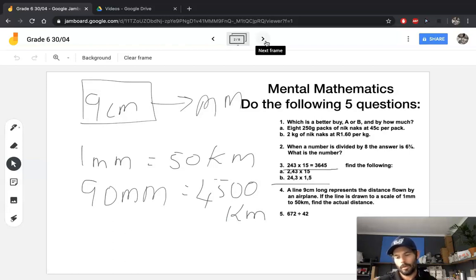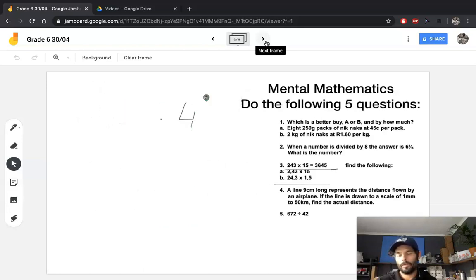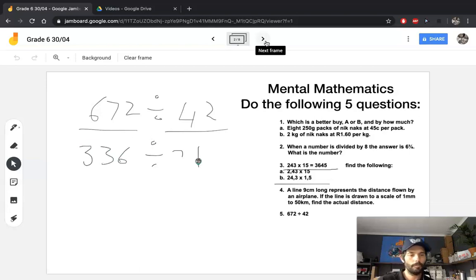Okay. And then your last question, and I will work this out in the two ways that I'm thinking about, is 672 divided by 42. Both the dividend and the divisor are even, so I'm going to halve them both. Okay, so that's going to be 336 divided by 21. Okay, and then I can work that out.